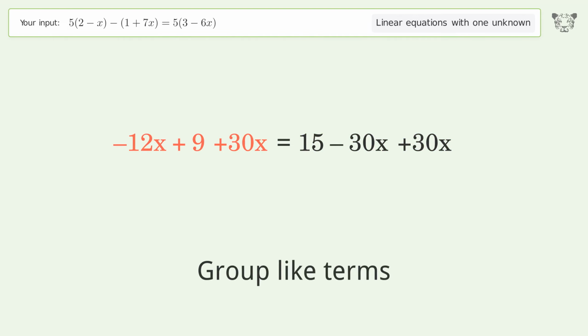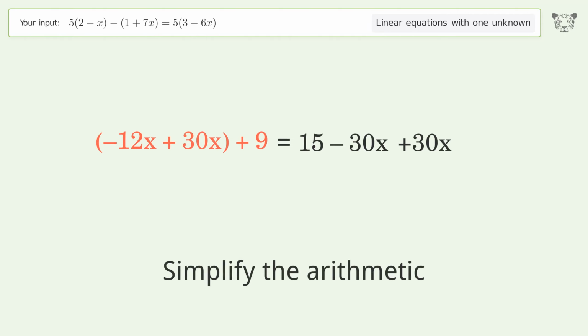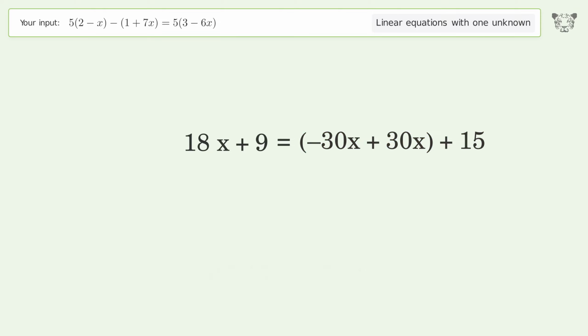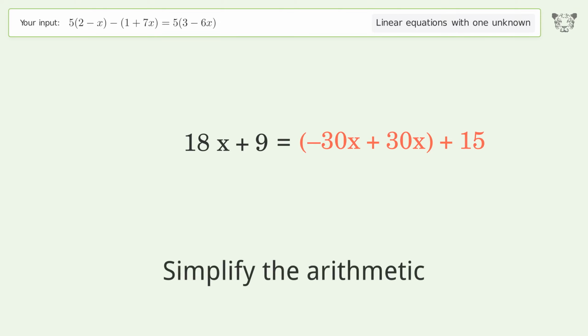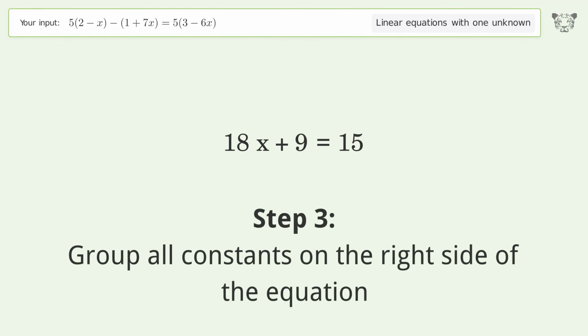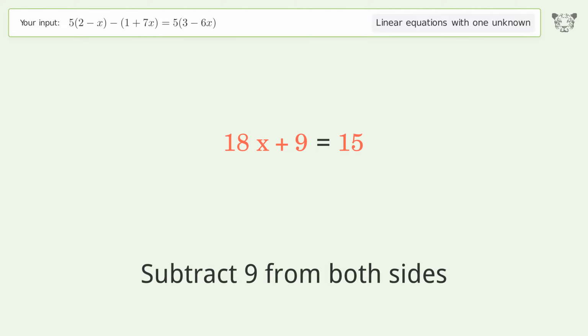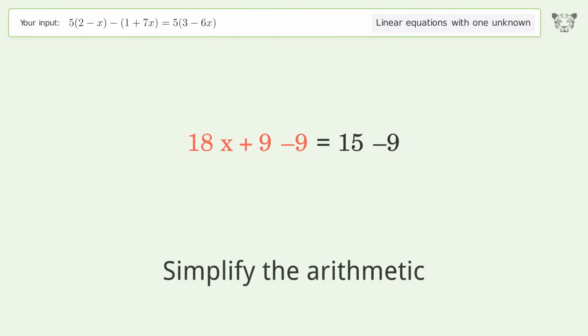Group like terms. Simplify the arithmetic. Group like terms. Simplify the arithmetic. Group all constants on the right side of the equation. Subtract 9 from both sides. Simplify the arithmetic.